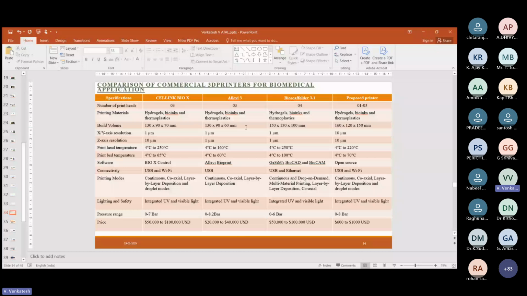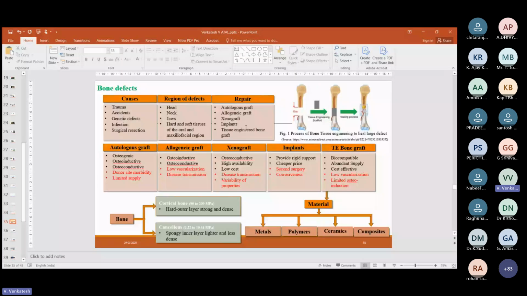With this inspiration, I wanted to work on the development of bone scaffolds, which are used to resolve different problems caused by trauma, accident, infections, and surgical resections, due to bone defects at different regions like the neck region, head region, and jaw regions, either soft or hard tissue damages, especially in maxillofacial regions. We have a very limited number of methods to overcome the above mentioned problems. One is autologous, second is allogenic, third is xenograft, fourth is implant, and the last is bone tissue engineering, I mean, tissue engineering bone grafts.